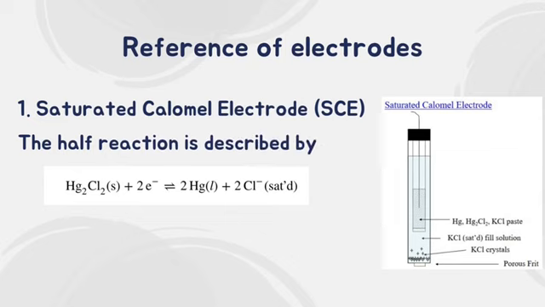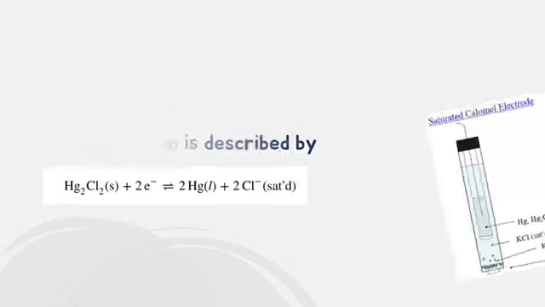The SCE is a half cell composed of mercurous chloride, Hg2Cl2, calomel, in contact with a mercury pool. The half reaction is described by Hg2Cl2 in the solid phase plus 2e minus to give 2Hg in the liquid phase plus 2Cl minus. And look at the picture. It is the saturated calomel electrode.